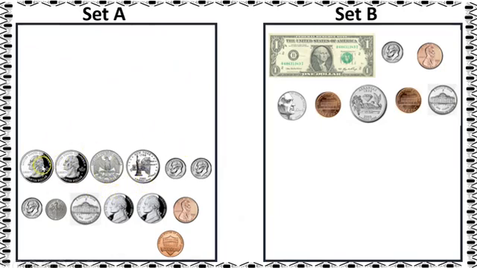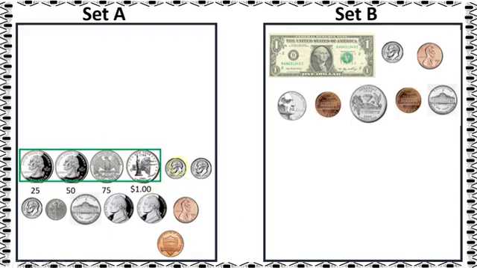My quarter is worth 25 cents, 25, 50, 75, $1. I'm going to skip count by 25. Or when we do money, whenever we have 4 quarters, it's going to equal $1. That's going to save us a little bit of time if we can remember that 4 quarters equals $1.